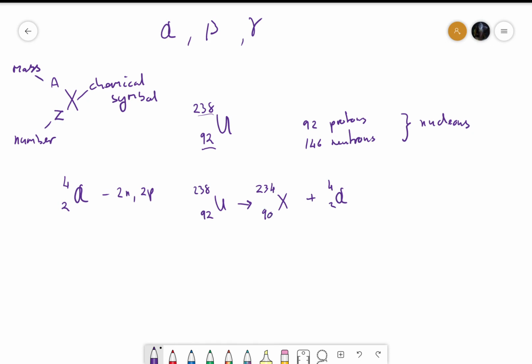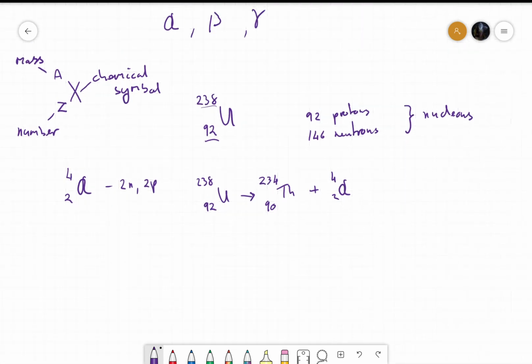Then I can go to the periodic table. I can look up element number 90, and I find that that's thorium. So I can fill that in. And yeah, so everything balances. This is a pretty straightforward process, really. We just need to make sure our atomic masses balance and our atomic numbers balance.